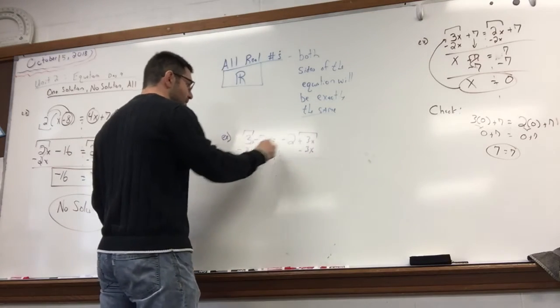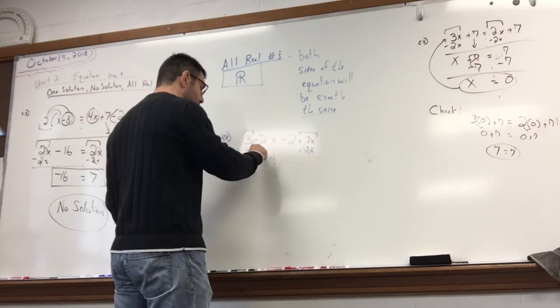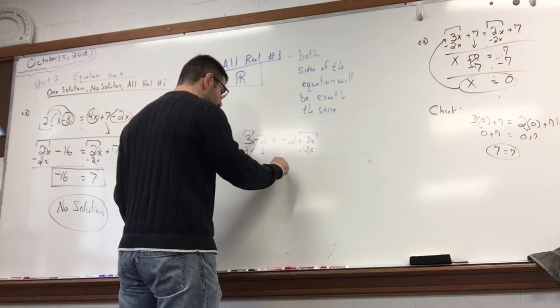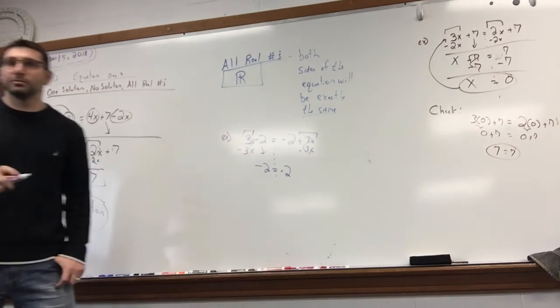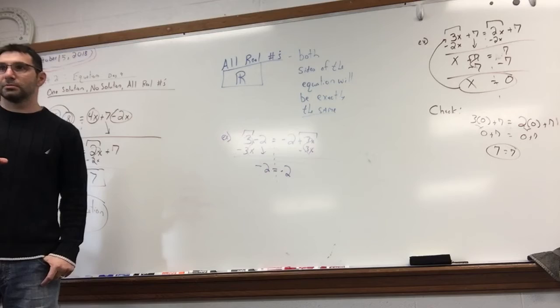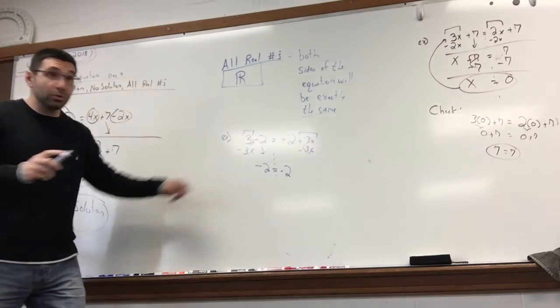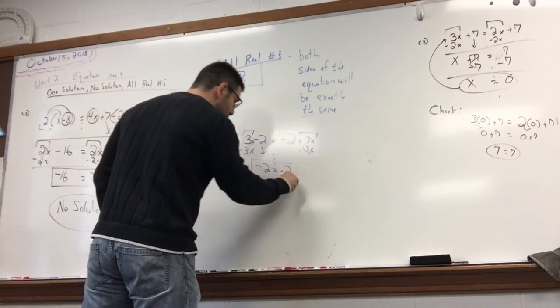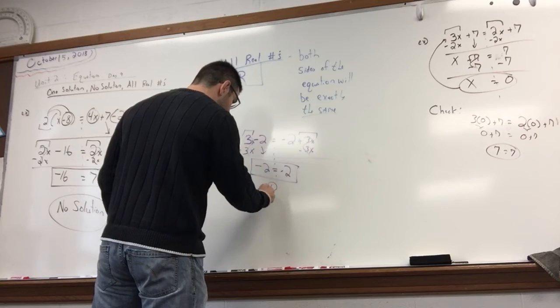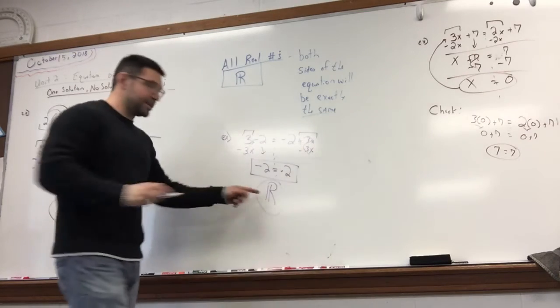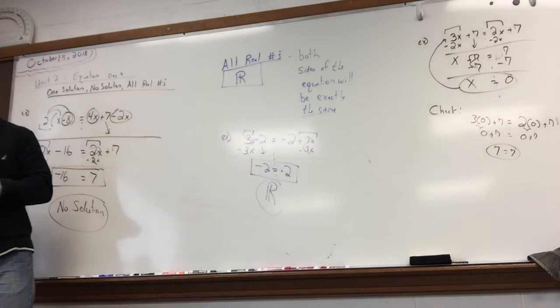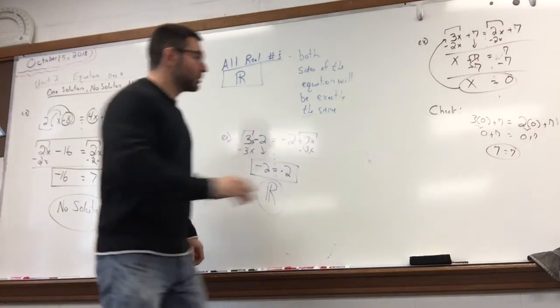3x minus 3x is 0. Negative 2 now equals negative 2. Is that true? That's true. So one side equals the other side. So I would put this symbol, all real numbers. But why?